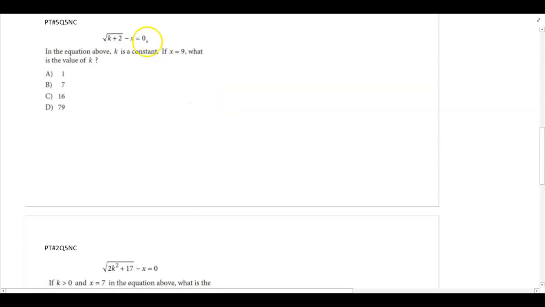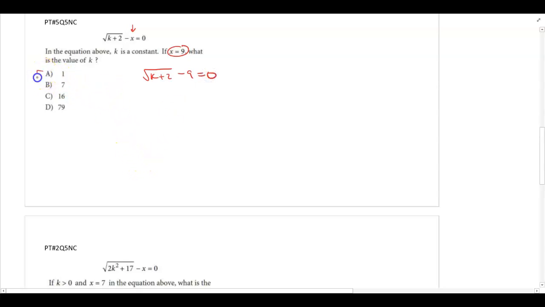The next one, in the equation above, k is a constant. If x equals 9, what is the value of k? Now, here's the thing. They kind of try to trick you here, but they tell you x is equal to 9. So what I'm going to do is substitute that value in here. So the square root of k plus 2 minus 9 equals 0.